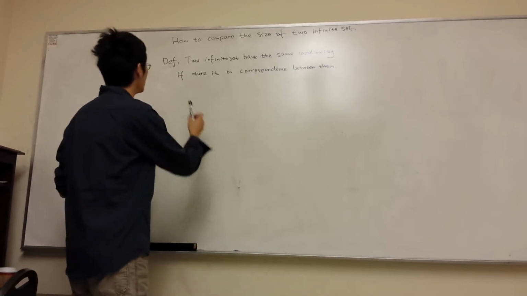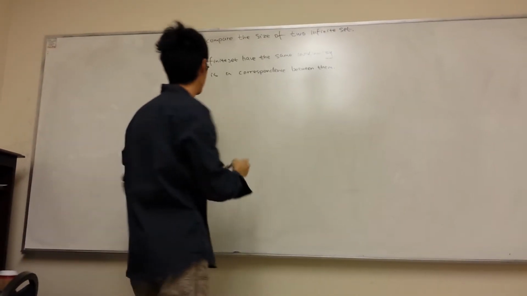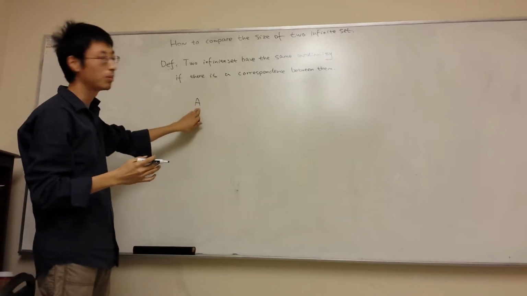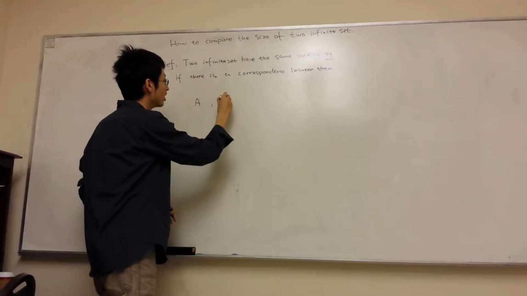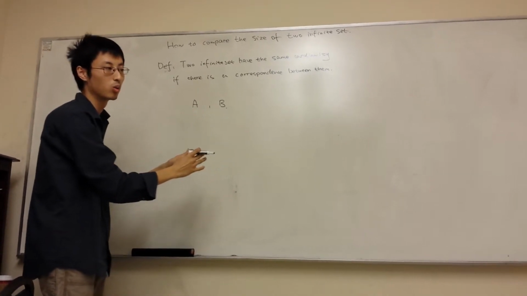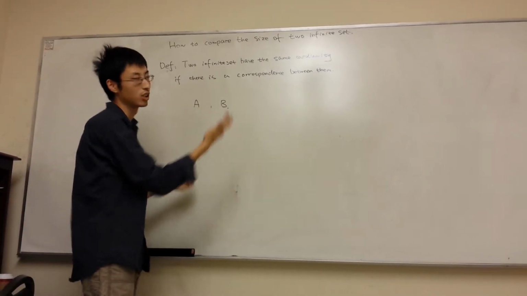So we may assume that set A is the set of people and B is the set of chairs, and ask everyone to take a seat. We can then find out whether they are equal.